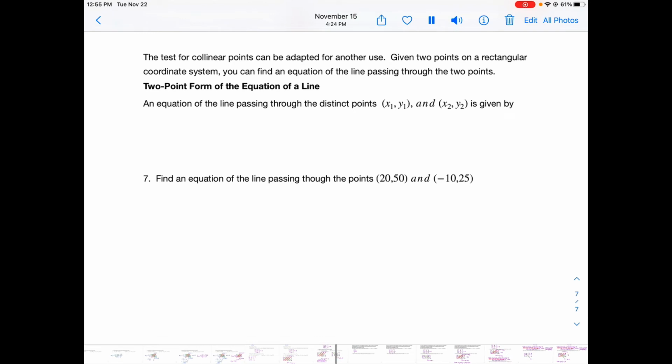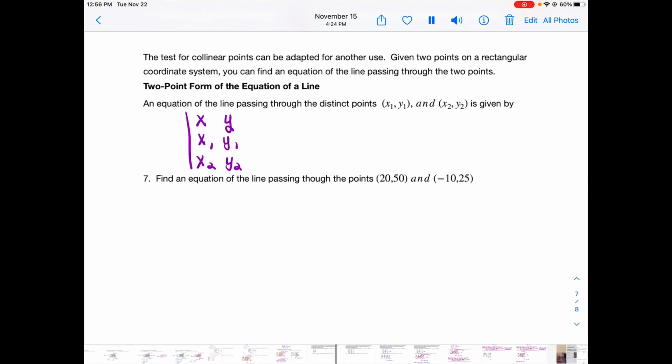We can expand this test to see if 3 points are collinear to find the equation of a line going through 2 points. So to test if 3 points are collinear, I would set this up using our same method, but I would use x and y, my unknown point, and then plug in the x and y of the first point given, and the x and y of the second point given.